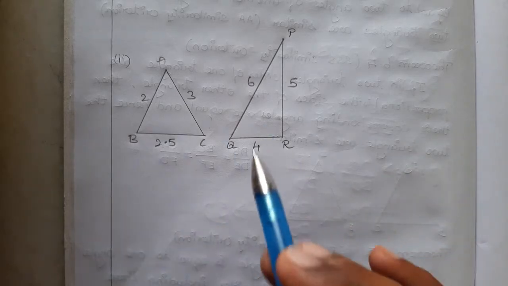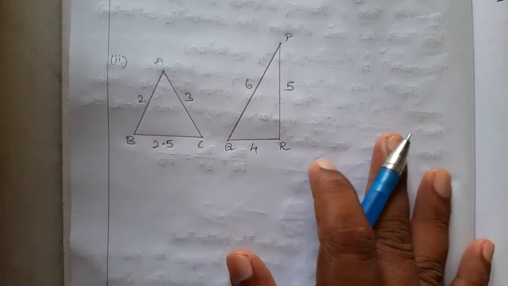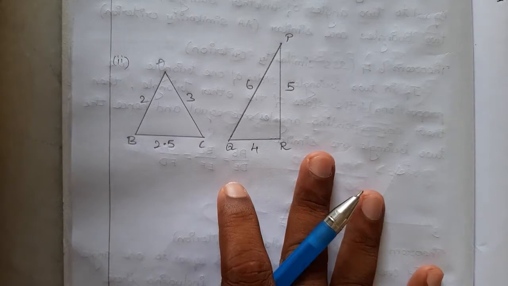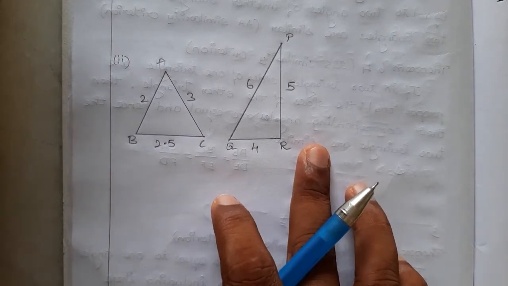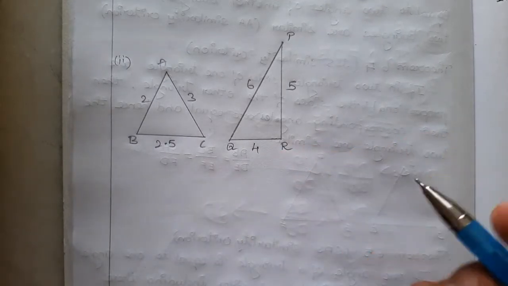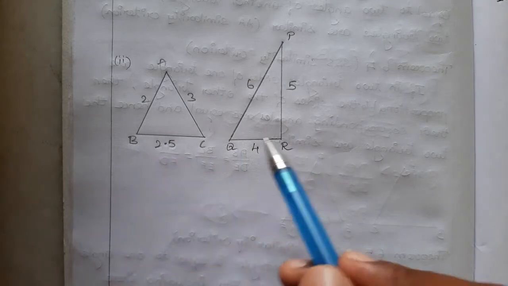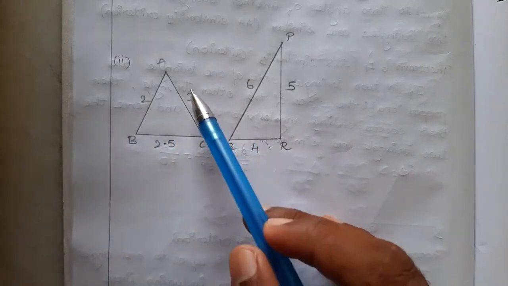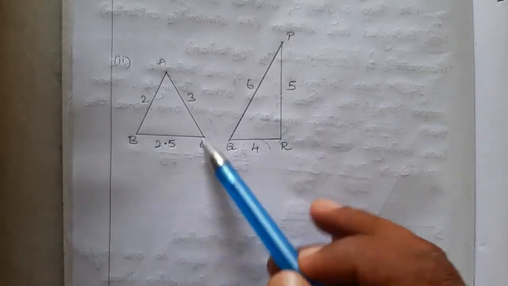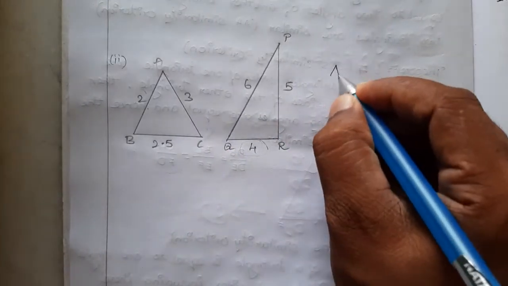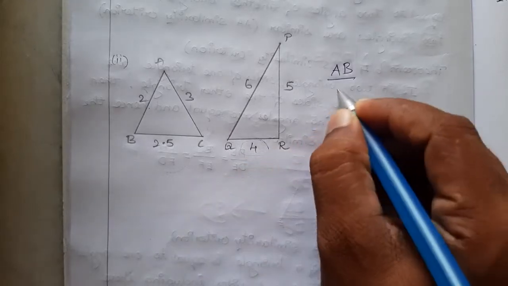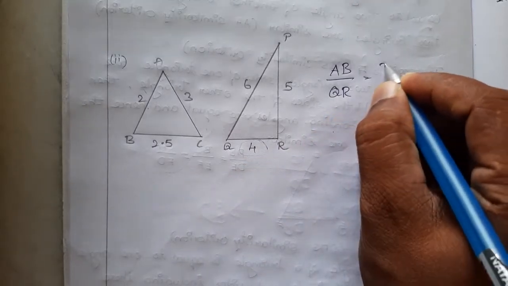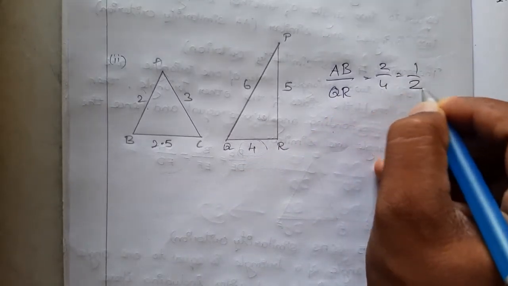And here it is given about sides. So for sides, we have to find the ratios, and we have to compare whether they are proportional or not. That means the ratios are equal or not. So by seeing that, we can compare 2 and 4, 3 and 6, and 2.5 and 5, right? So AB by QR is equal to 2 by 4, which is equal to 1 by 2.